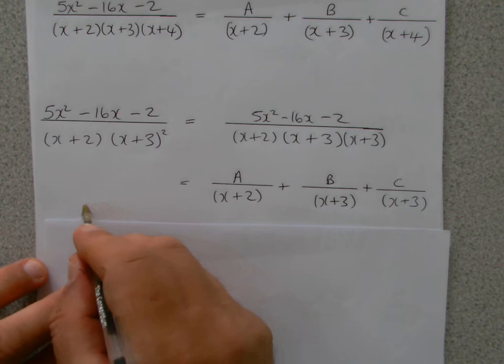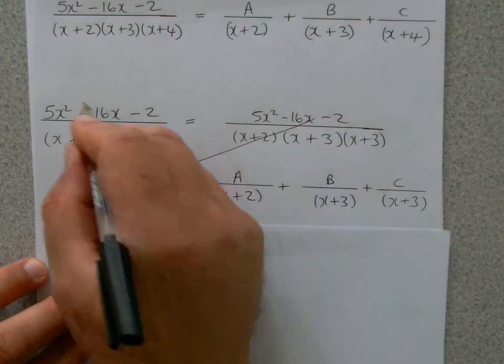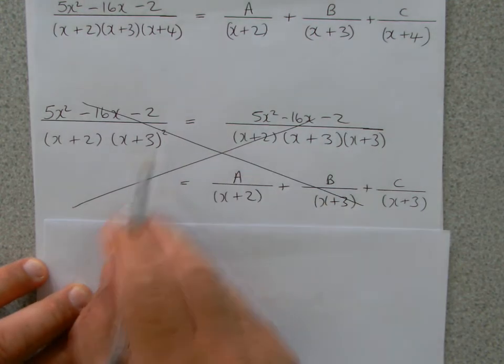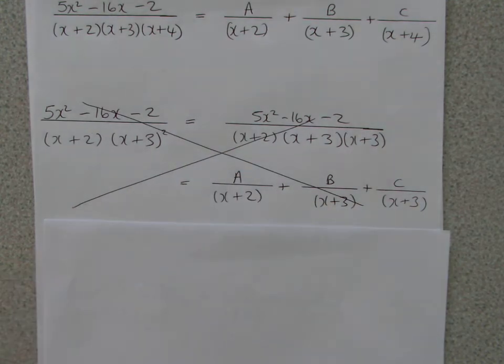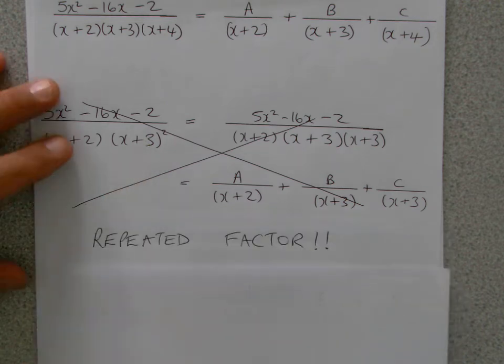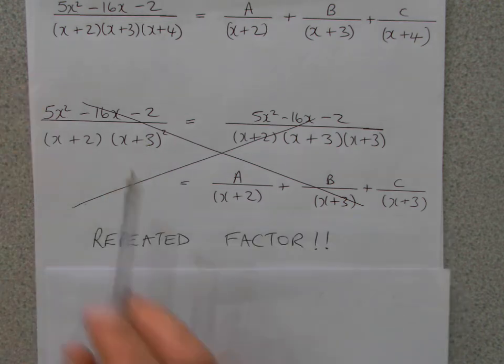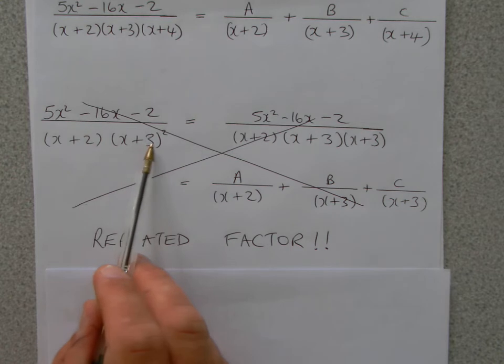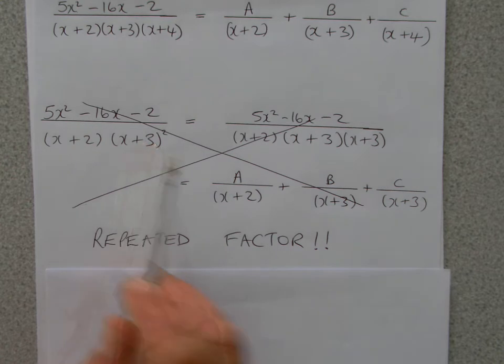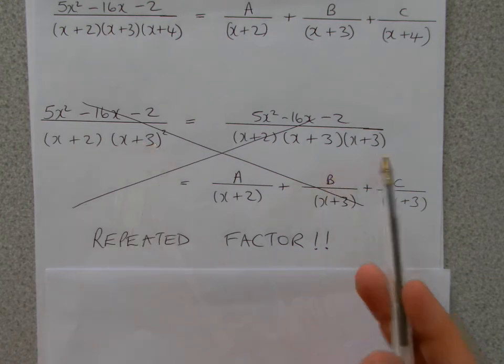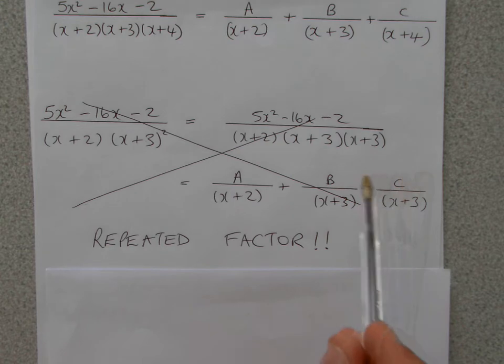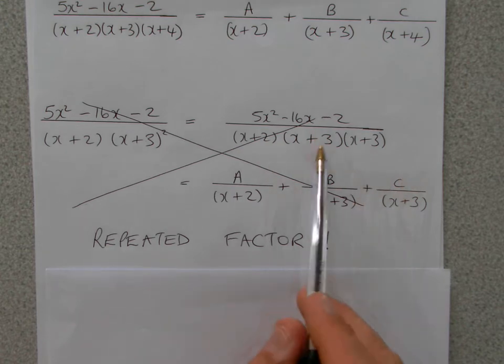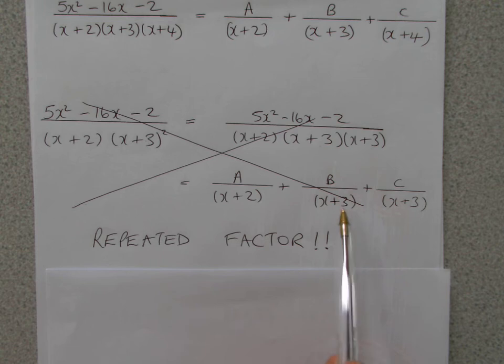However, that approach is wrong when you've got a bracket squared here. It's what is called a repeated factor. I've written that there in big writing. We've got a repeated factor. In other words, the factor x plus 3 appears more than once, it appears twice. So you cannot use this approach, thinking you can write it out twice and have b over one of them, c over the other. It doesn't work like that.